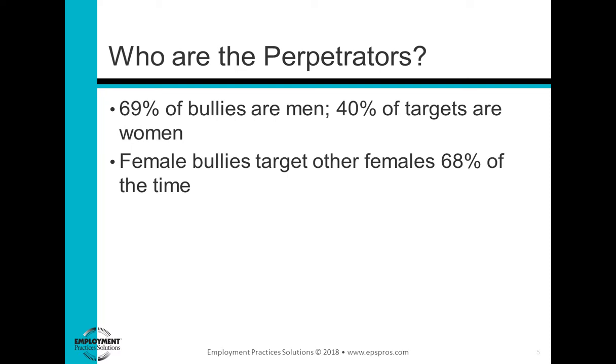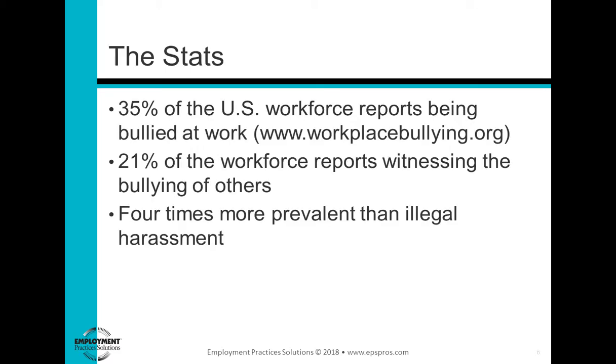Further research from this organization shows that 69% of bullies are men and 40% of people targeted are female. However, research also shows that female bullies target other females almost 70% of the time. So not only do concerns about these behaviors affect employees of all levels within an organizational chart, the issue also affects both female and male employees. Let's look at some additional statistics here from workplacebullying.org.